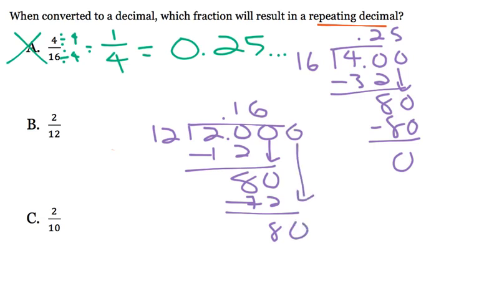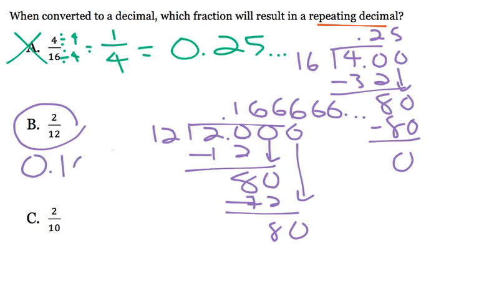And I notice that I'm locked into a pattern. Each time we're going to end up with an 8, bring down a 0, and get an 80, which means that this is going to keep on going like this. So already I can kind of stop and realize that this is the fraction that's going to result in a repeating decimal. And you would write it like this, with the bar over the 6 to show that that's the digit that goes on forever. And if you wanted to just check C, 2/10 is easy. 2/10 as a decimal is 0.2. So obviously that one's not going to repeat, so the answer should be B.